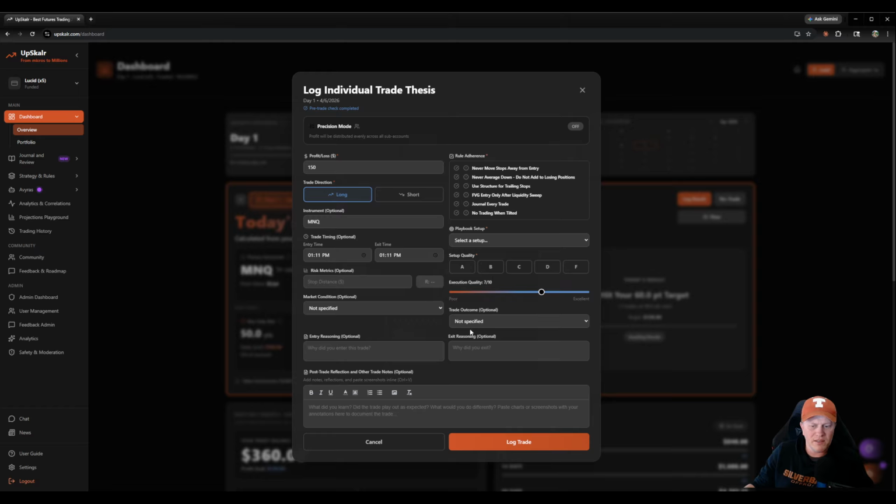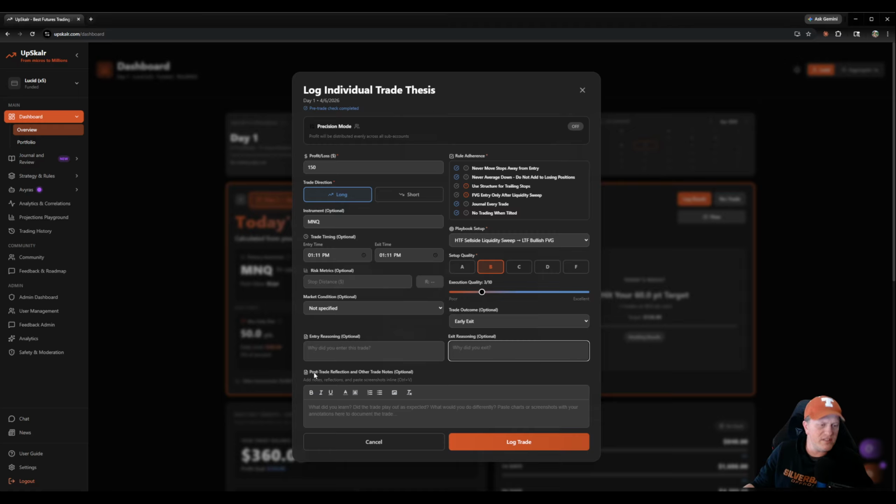If you've got a playbook set up, which I hope you do, and you've got your plays very clearly defined, you can choose a playbook setup. Your rules that you've defined, right? You want to be able to pick whether you've adhered to all your rules, or maybe you haven't. Maybe you've broken a rule here, right? You want to document that, and then you're going to grade your setup as well. Hopefully, you've built some grading into your plays, and you can pick what it was. Maybe you didn't execute right, and so you want to document that as well. Trade outcome, entry and exit reasoning. These are text areas that you'd want to fill out as well.